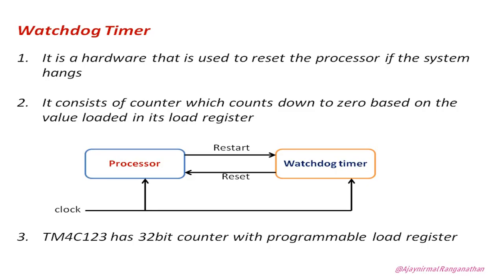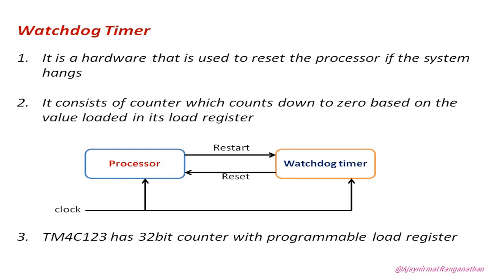For the one who doesn't know, a watchdog timer is hardware that is used to reset the processor if the system hangs. So when there is software running in the system and the software hangs, the watchdog timer will help you reset the complete system. It consists of a counter which counts down to zero based on the value loaded in its load register.